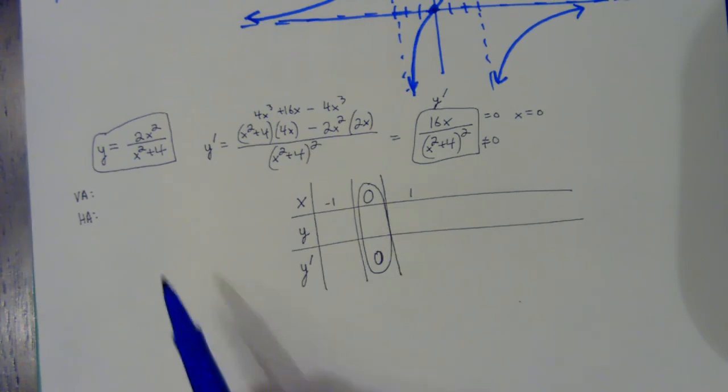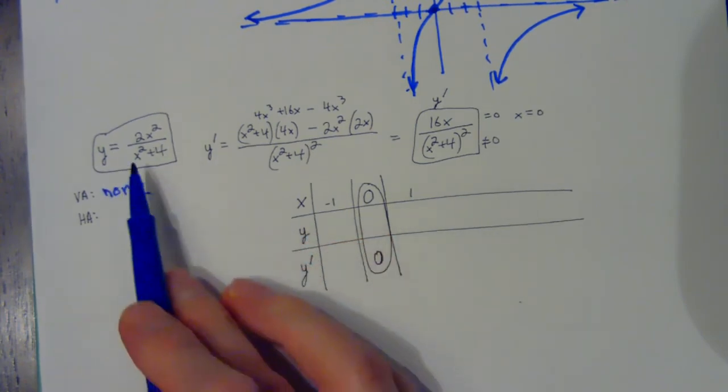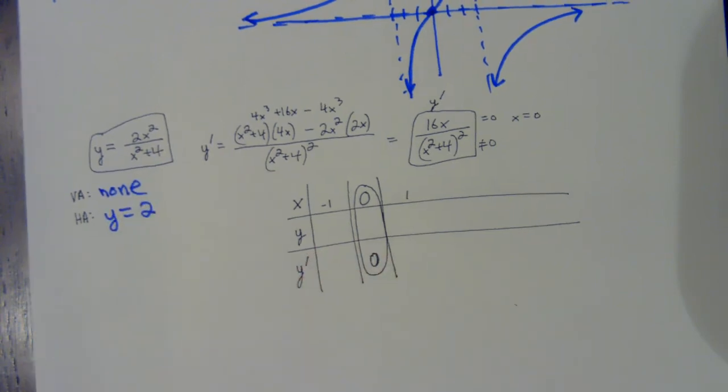I think we got it. This denominator is never equal to 0, so there are no vertical asymptotes. The degrees are the same, so you're going to use the leading coefficients. y equals 2 is your horizontal asymptote.